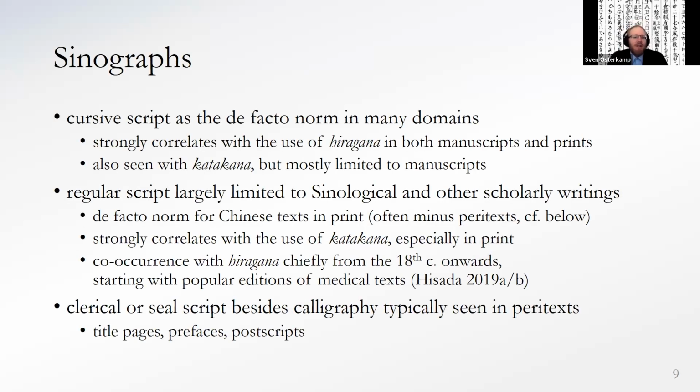Sinographs do not necessarily equal sinographs, as there's variation on several levels, most importantly here in terms of script styles. Up until the 19th century, cursive script is to be considered the de facto norm in many domains in Japan, and it's strongly correlated with the use of hiragana in both manuscripts and prints, unlike today. The reason for this correlation is rather obvious, as hiragana developed with cursive writing as its model. Cursive script is also seen with katakana sometimes, but this is mostly limited to manuscripts and is not usually the case in prints.